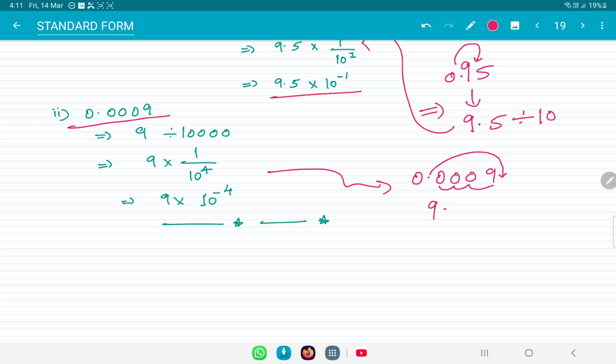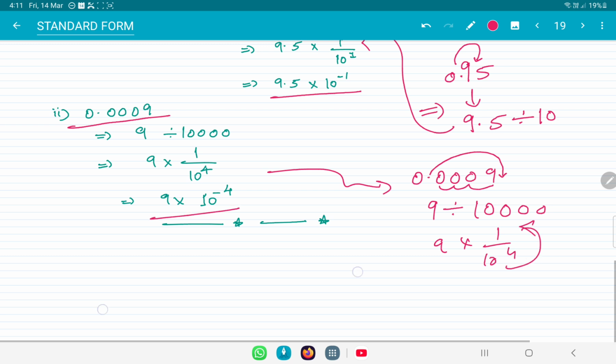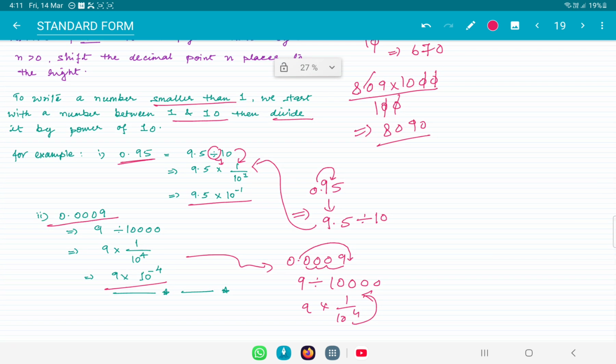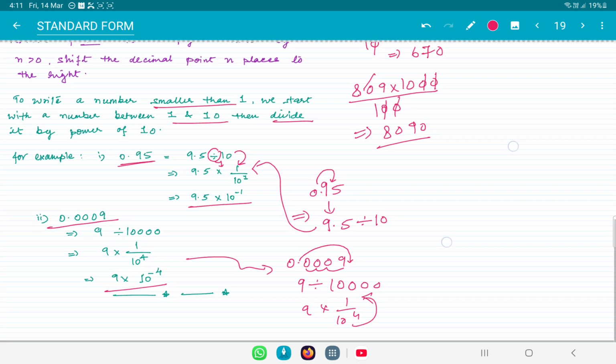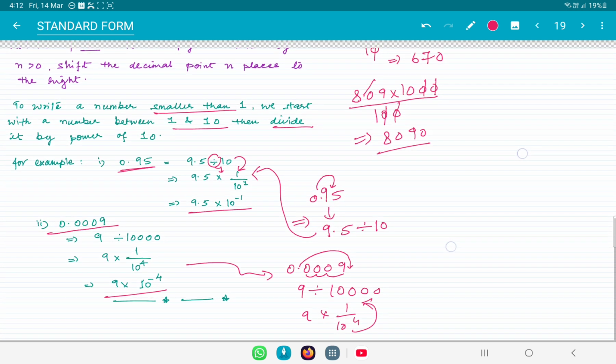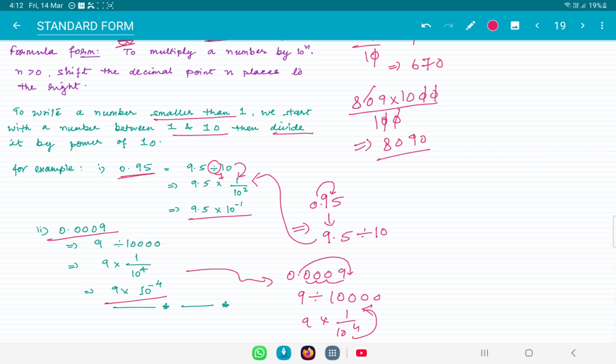So how many zeros after 1? So 9 will be divided by 10 raised to the power 4. Division will be multiplication, so we will get 9 into 10 raised to the power minus 4. Clear? So through this you can easily do the sums related to scientific notation or standard form in exponent rules.